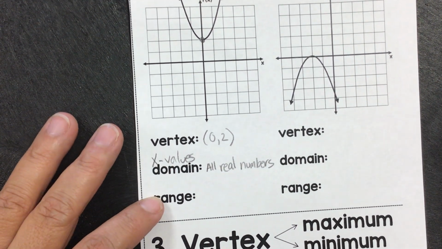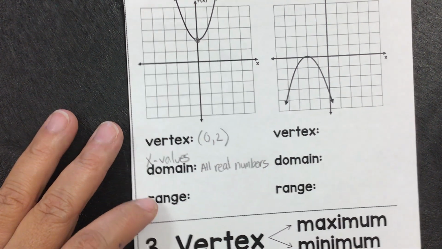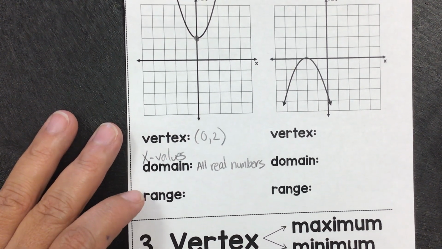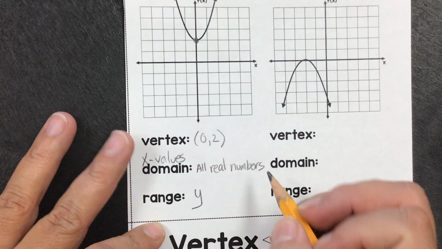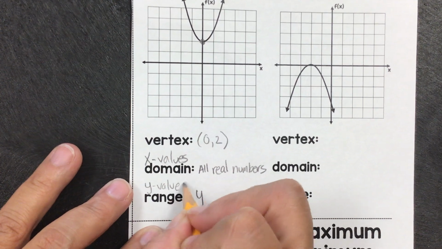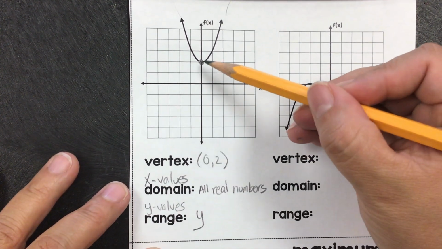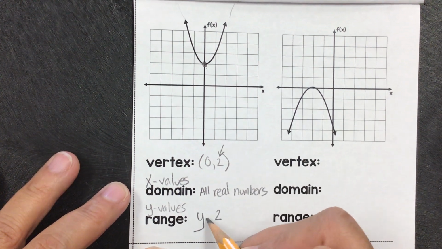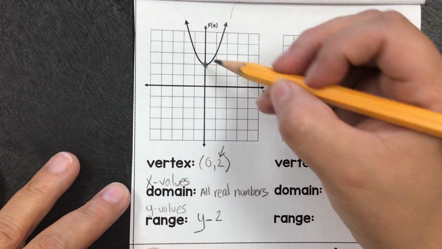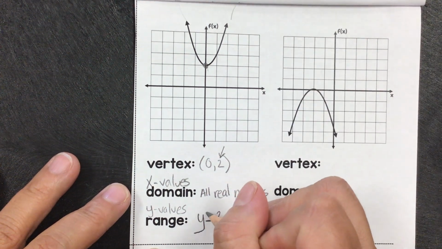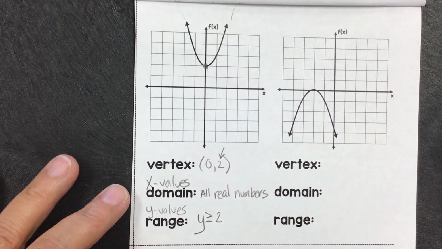That means it covers any x value. The range, though, is the y values. And the y values start at the 2. That means or equal to. And this looks like they go greater and greater and greater. So y is greater than or equal to 2.